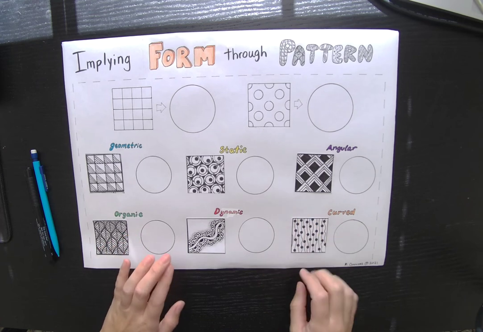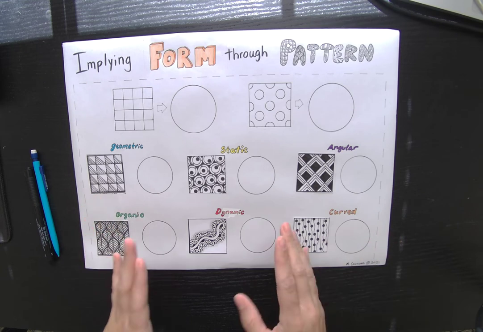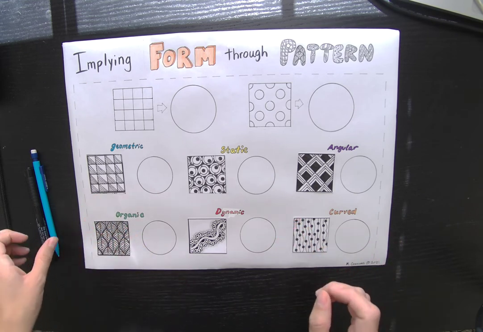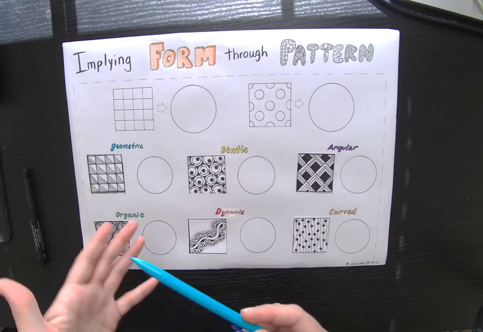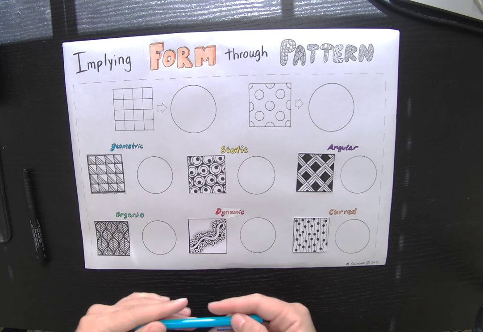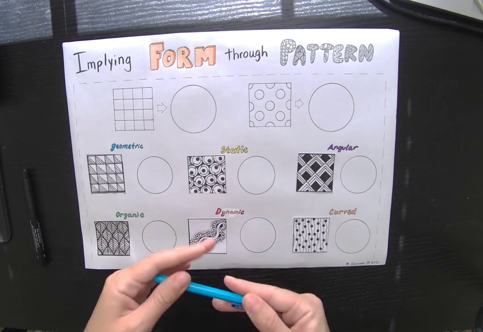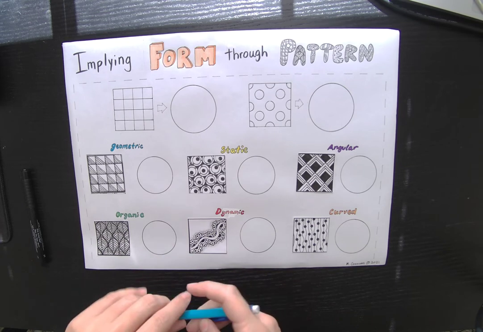Hey, so today I'm going to show you guys how you can create the illusion of form by using patterns. Now, usually when we try to make something look three-dimensional, we add value. We add shadows, we add highlights to give the illusion that something has volume. Now, that's a great way to create implied form. However, you can also do it through pattern.